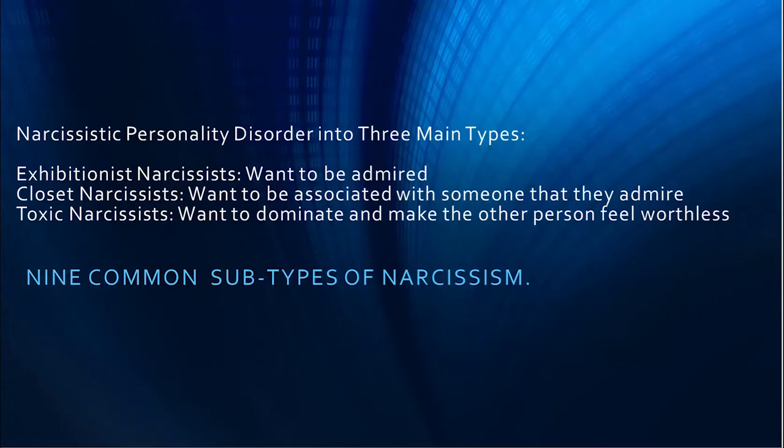So in the past video, we talked about the main types of narcissists. We talked about the exhibitionist narcissist that wants to be admired. We talked about the closet narcissists that want to be associated with somebody that they admire. And we also talked about the toxic narcissist, the malignant narcissist that wants to dominate and make other people feel worthless. But now in this video, we want to talk about the 9 common subtypes of narcissism.